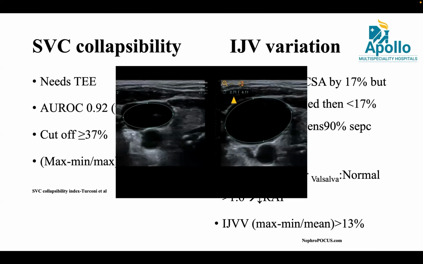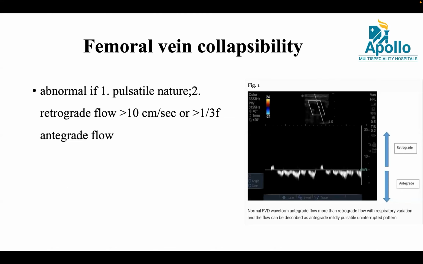Suppose a patient comes to you extremely shocky, you don't have everything in your hand and you don't know properly how to do an echo. You simply do the IJV ultrasound and look at the variation. If your IJV is variable, that means volume depleted. If the IJV is distended and its variation is not there, it is volume overloaded and there is no chance of giving fluid. Similarly, you can do the same thing with femoral vein collapsibility.